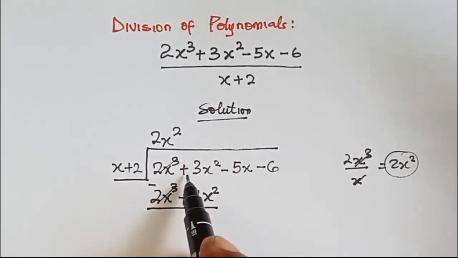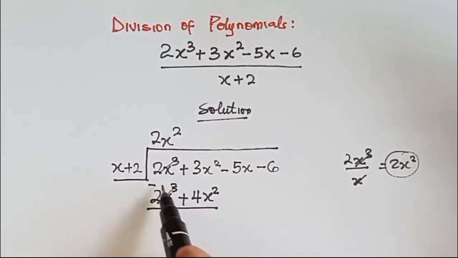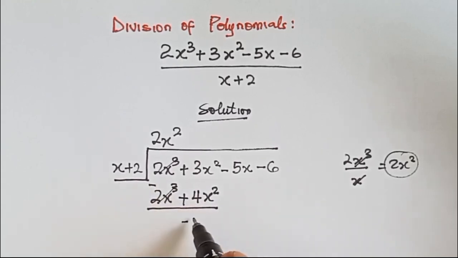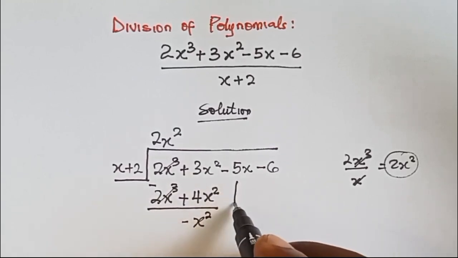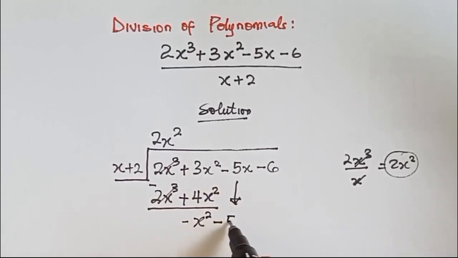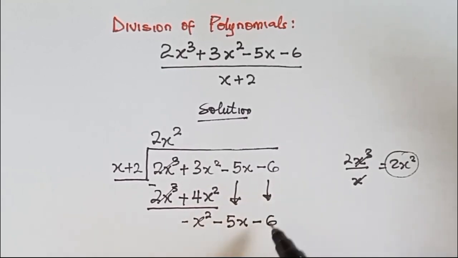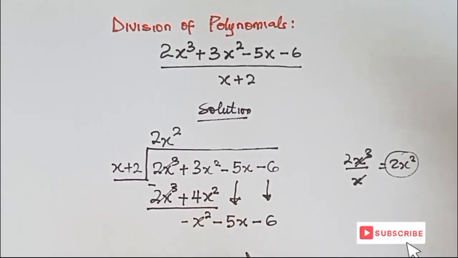Then we have 3 minus 4. 3 minus 4 will give us minus 1, and then we have x squared. That will give us minus x squared. Then we're going to bring minus 5x down, and we also bring minus 6 down. Alright, so we repeat the process.